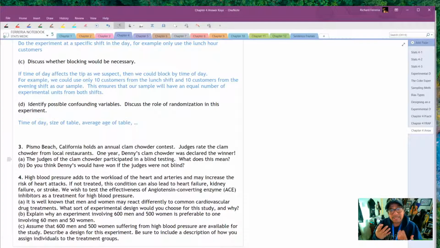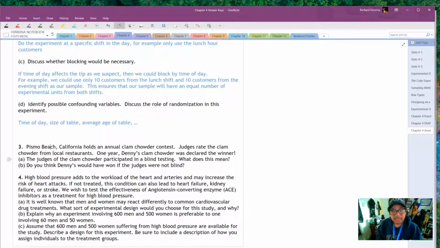Here's another one. The size of the table. The size of the tip on a table with 20 people is definitely going to be less than the size of the tip from a couple's table. Here's another one, the average age of the table. It's known that some age groups tip differently than other age groups. So that's another thing which is a confounding variable. It affects the size of the tip.